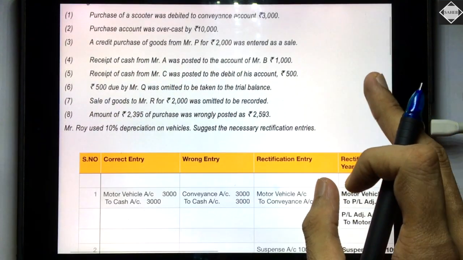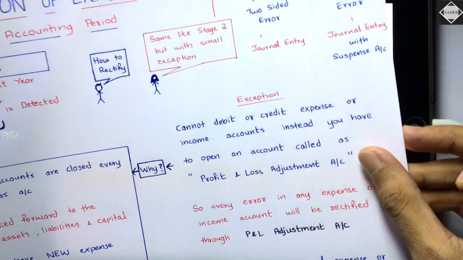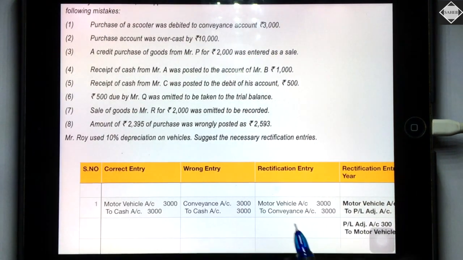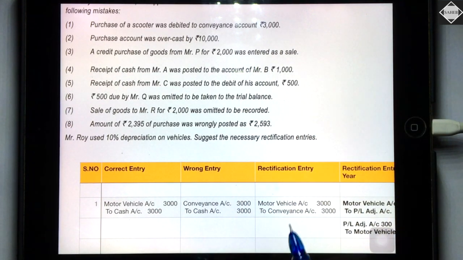So what does that mean? You have to follow the exception. You cannot debit or credit an expense or income account. So see properly, do you have any expense or income accounts over here? Motor vehicle is an asset. It is neither income nor expense. The conveyance account is an expense account.